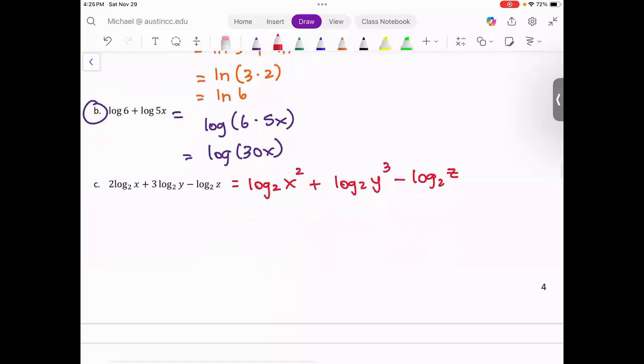Okay. So now just working from left to right again, we'll combine the log base 2 x squared and log base 2 y cubed to get log base 2 of x squared y cubed. And we still have log base 2 of z. And then finally, we'll use our quotient property. So we'll end up with x squared y cubed over z. So that's our final answer, log base 2 of x squared y cubed divided by z.